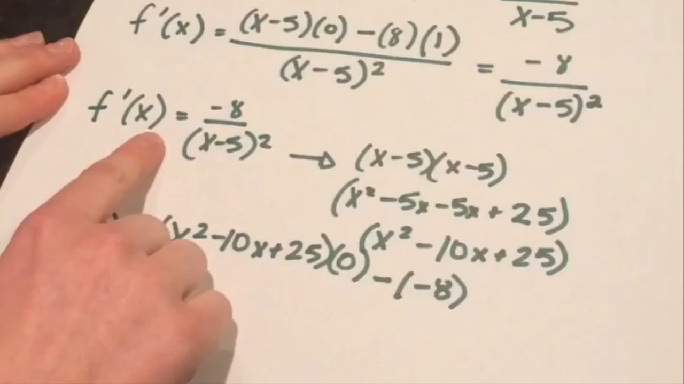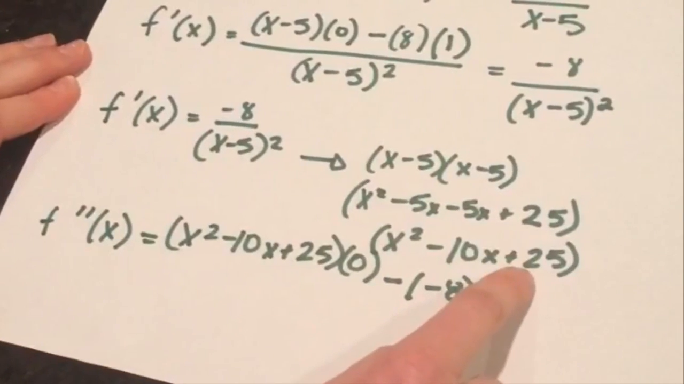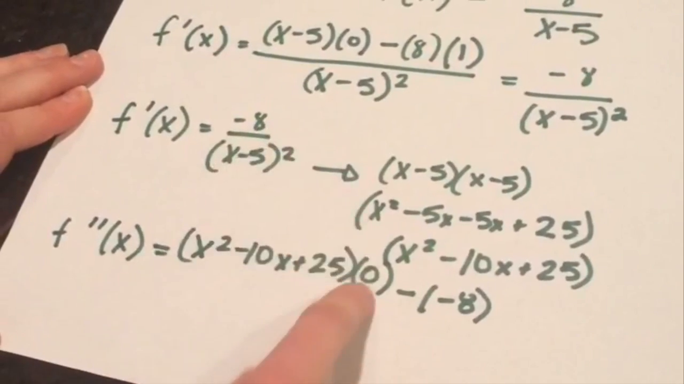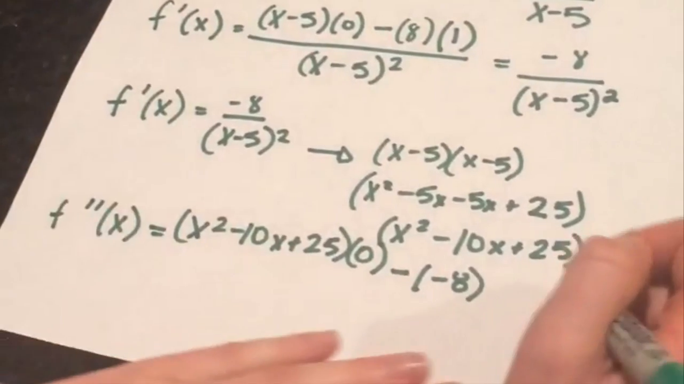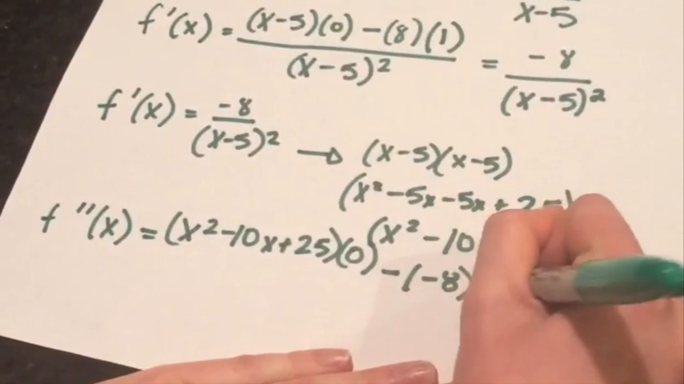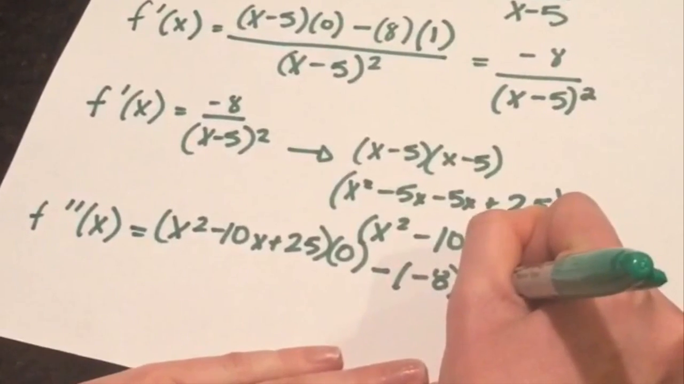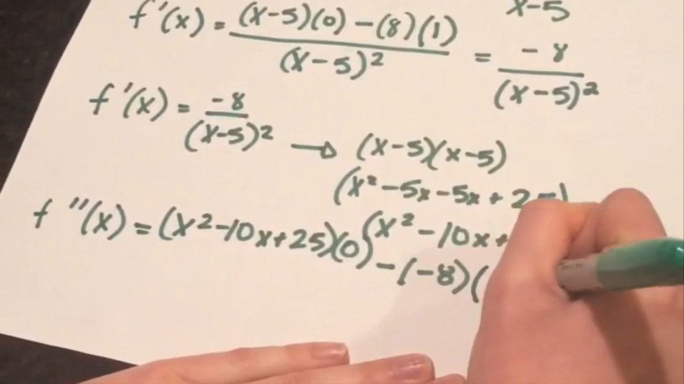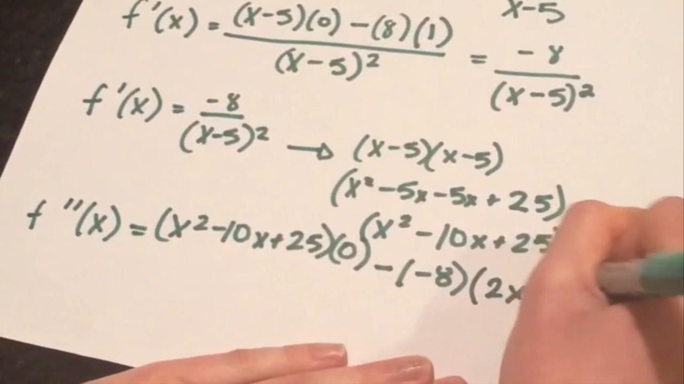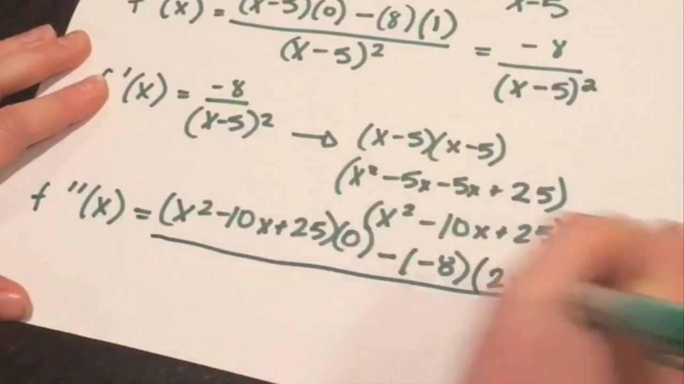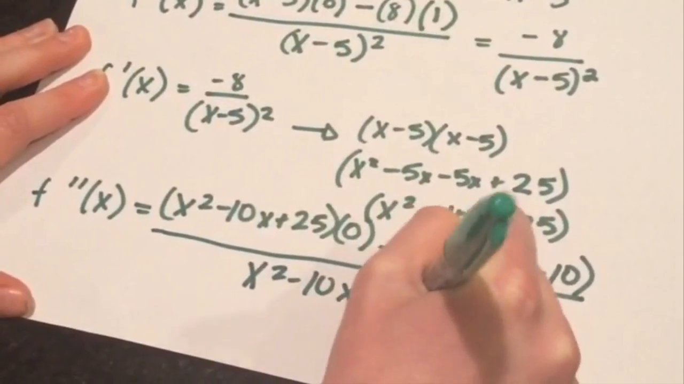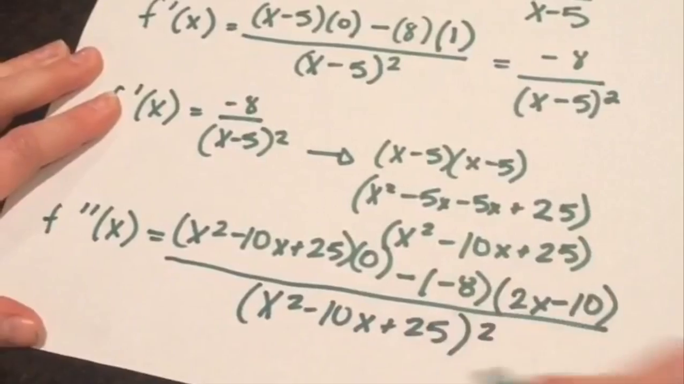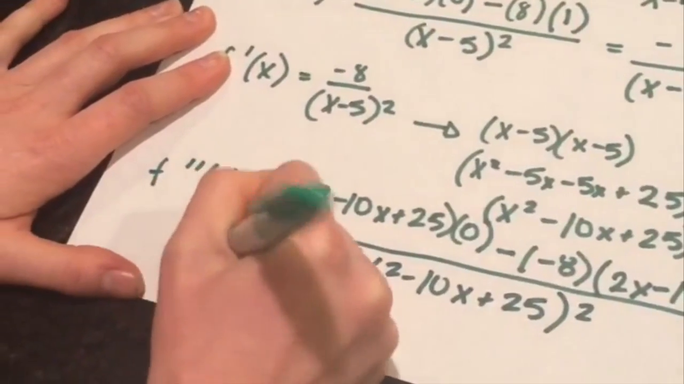To explain how we solved for the second derivative, we took x minus 5 squared, which is x squared minus 10x plus 25, multiplying that by 0, the derivative of negative 8. Next, we subtracted that by negative 8 times the derivative of x squared minus 10x plus 25, which is 2x minus 10. After solving for the numerator above, in the low d high, high d low method, we square x squared minus 10x plus 25 to get the new denominator of the second derivative.